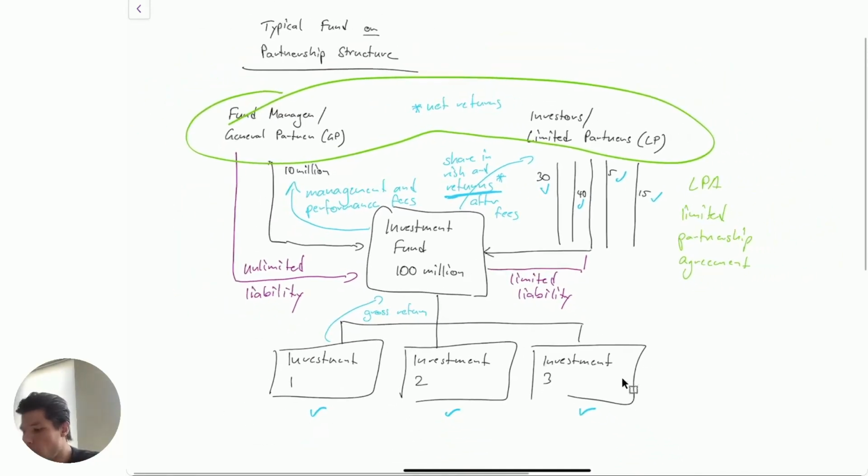But I think that's all I wanted to explain. I will do some other videos to explain you more how the management fee, performance fee, and the return structure works. But for now, I hope you found this useful.